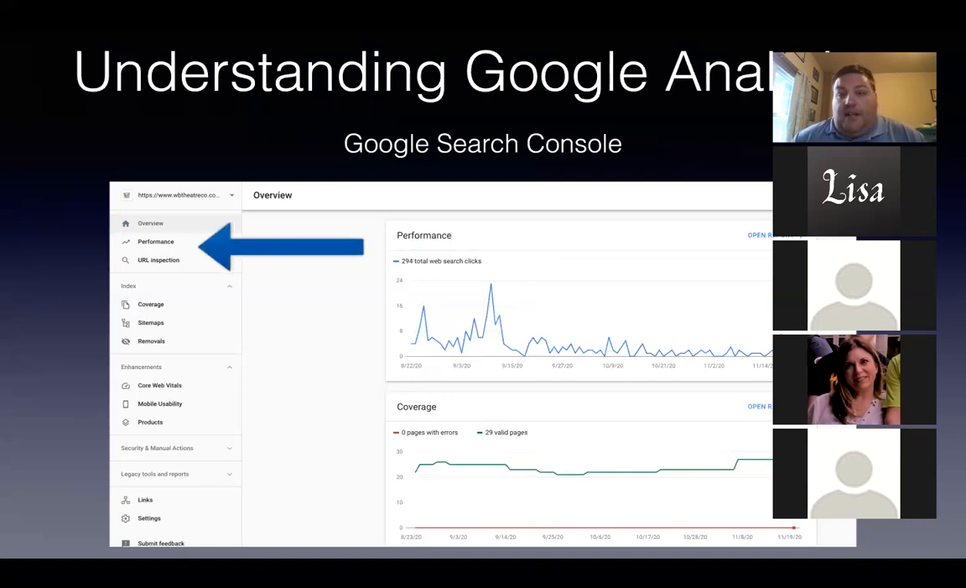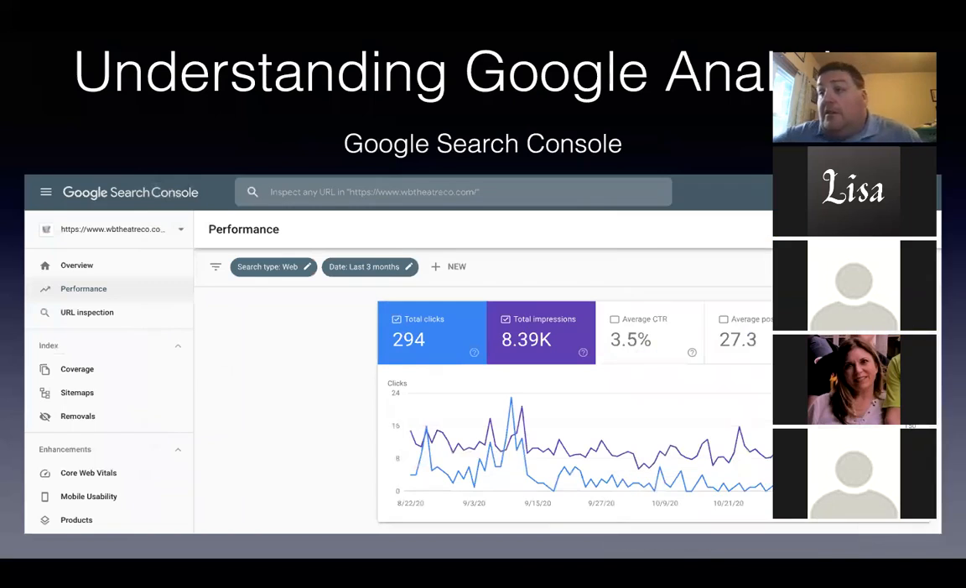All right, so I'm going to click on performance. And let's see here. Yeah, so this shows me the total for the last 3 months on the West Bend Theater Company's website: the total clicks, the total number of impressions, meaning how many views, and the average click-through rate is 3.5. I'll give you the number of where to shoot for, but usually if you can get anywhere between 5 and 10%, that's usually pretty solid.